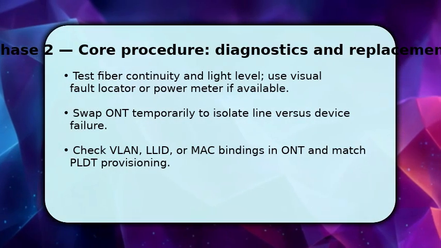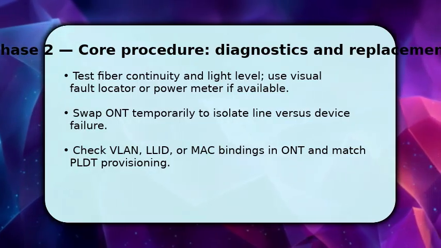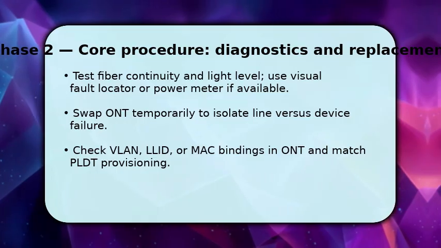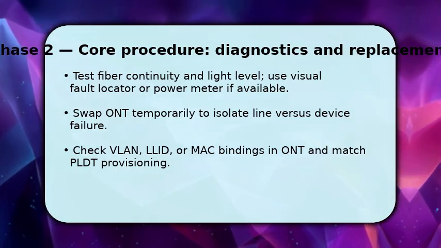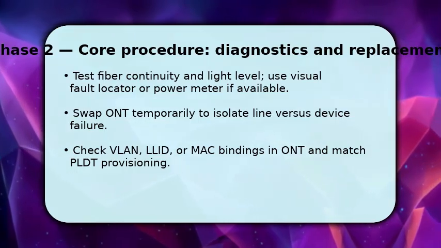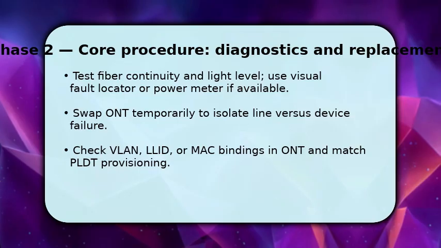First, test the fiber with a visual fault locator or power meter to confirm light and continuity. A weak power reading explains blinking. Next, swap ONT units to determine if the device or line is faulty. If another ONT registers, provisioning or cable is the issue.